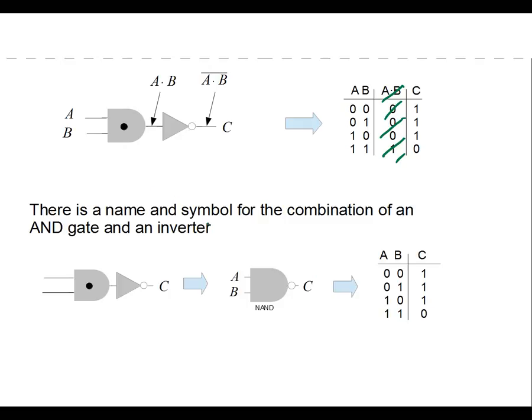So there's a name and a symbol for this combination of an AND gate followed by an inverter, and this is called a NAND gate, N-A-N-D, or not AND. Now the way that we show it is kind of interesting. Whenever we want to do a NOT, we just put a circle on the back end of an AND gate. So this is an AND gate with a circle. That's a NAND gate, and the truth table looks like that.